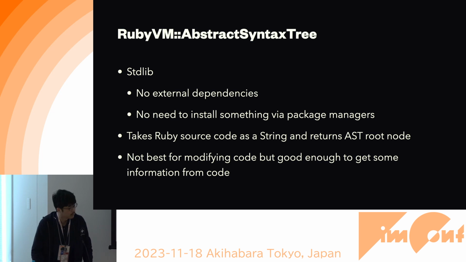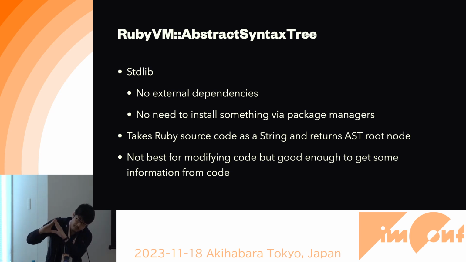What is it? Well, the important thing is that it's part of the standard library, which means we don't have to install anything to use it. Just install Ruby. And if you write, for example, a Rails application, you should already have Ruby installed. So then you can use this AST class. There are some usages, but the main one is to take Ruby code as a string and return this AST tree data structure, the root node.